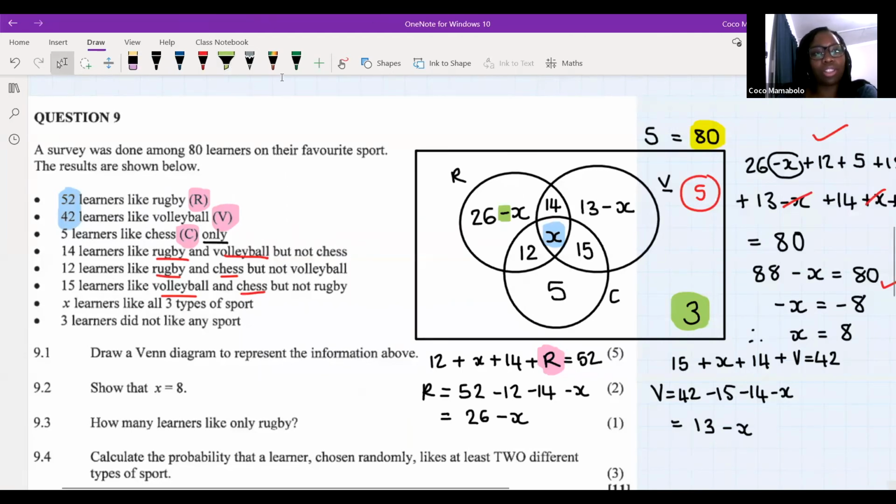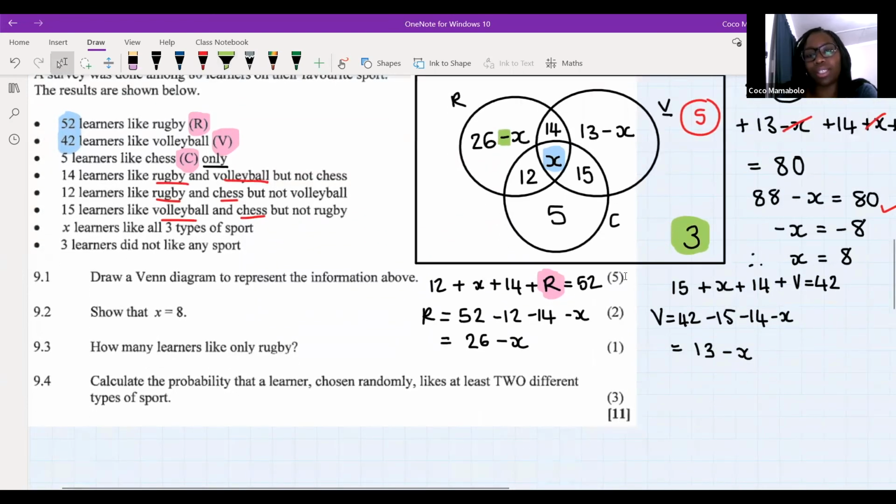I hope that answers your question. So it would be 18, because we're going to have 26 minus x. Let me write it here right next to it. And we now know that x is 8. That's 26 minus 8 is equal to 18. Okay, there we go. It's 18.